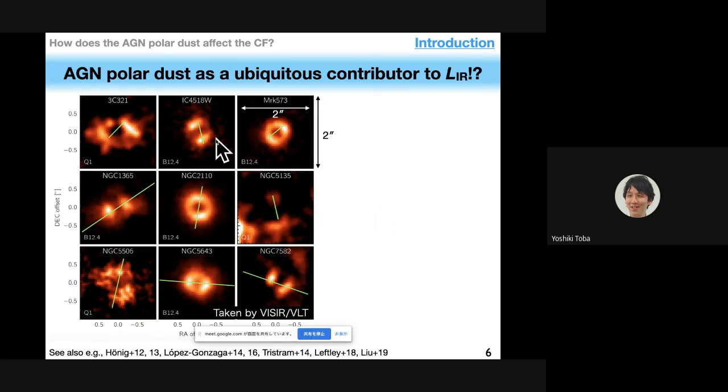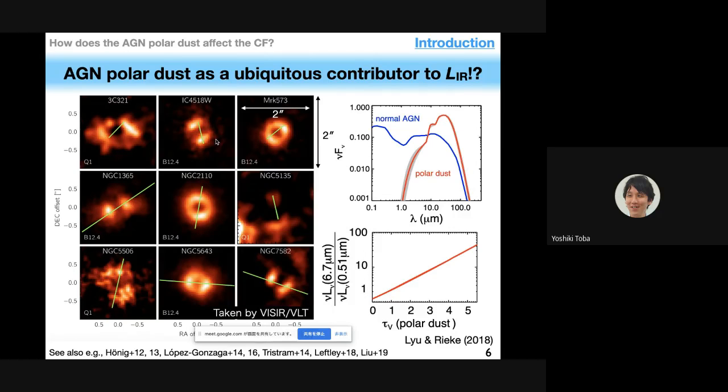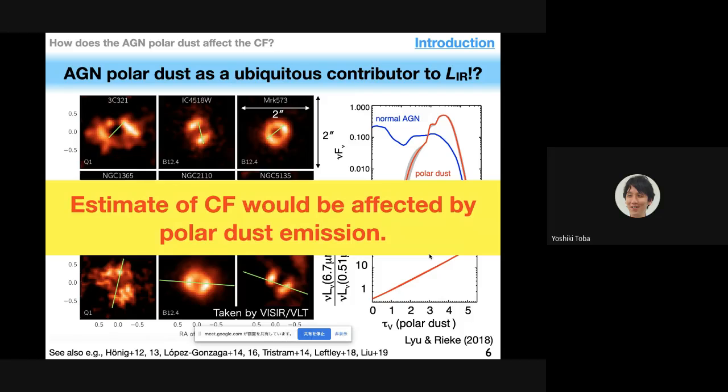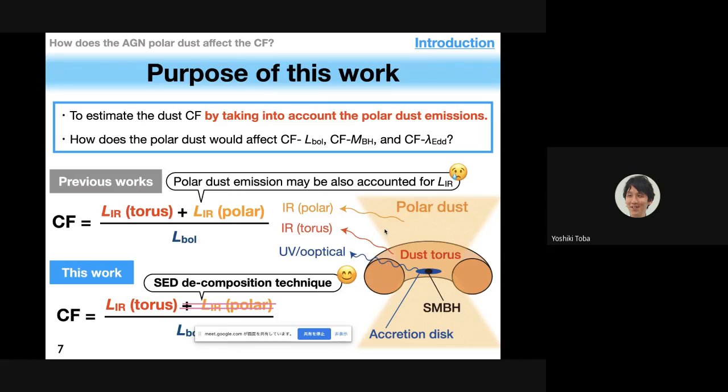Also, some works are trying to model the SED of polar dust, as shown here. And also, they reported that the luminosity ratio of infrared to bolometric may depend on polar dust properties. So if the polar dust is common for AGN, polar dust emission may contribute to infrared emission, which should affect the estimate of covering factor, which is the motivation of this work. So considering the background, the purpose of this work is to estimate dust covering factor by taking into account polar dust emissions.